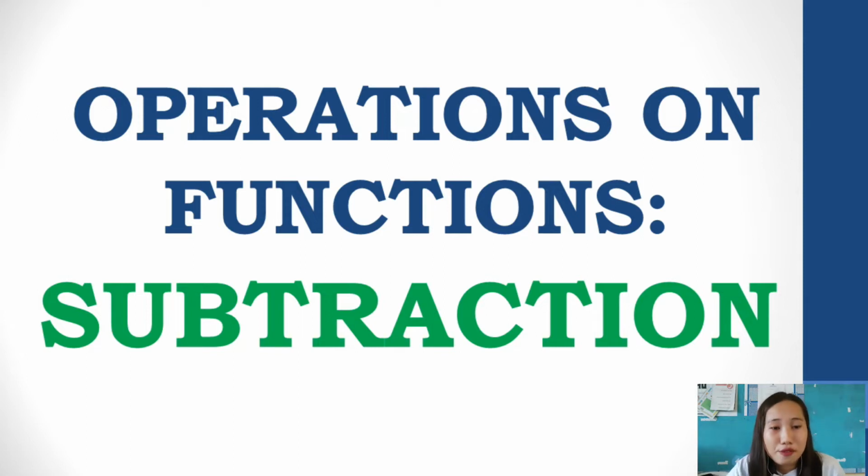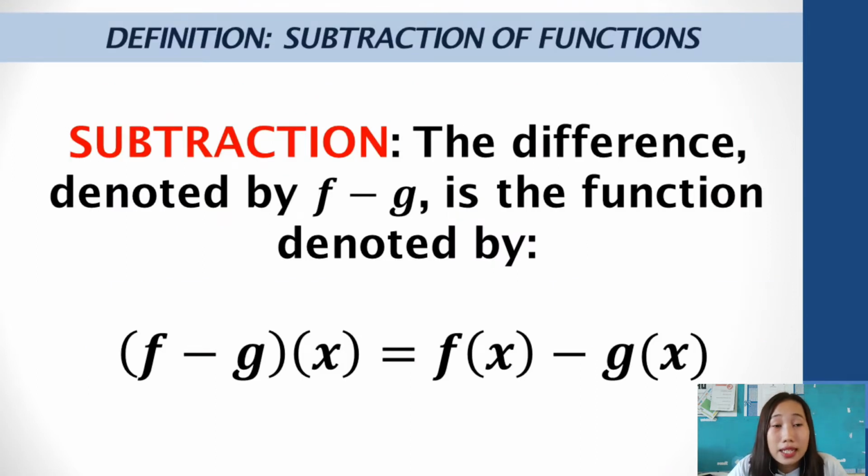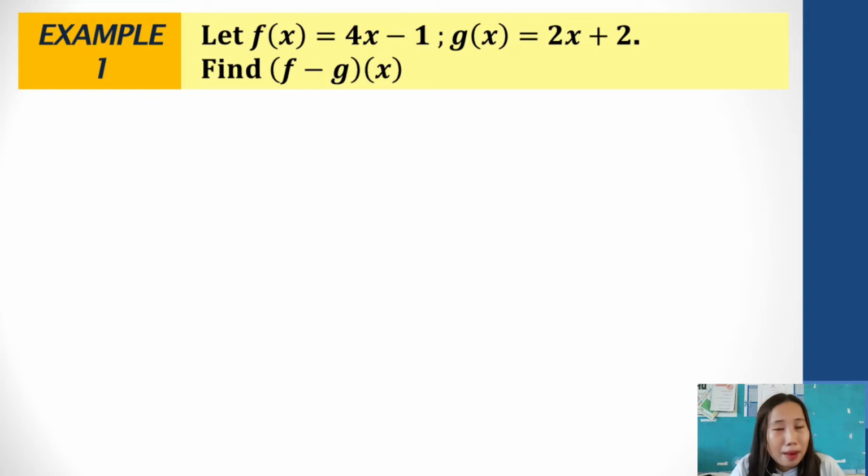So, operations on functions, subtraction. Here is the definition. The difference denoted by f minus g is the function denoted by (f minus g)(x) equals f of x minus g of x. Let us proceed to our first example para malaman na natin yung flow ng process kung paano mag-subtract ng functions. Let f of x equal 4x minus 1 and g of x equal 2x plus 2. Find (f minus g)(x).